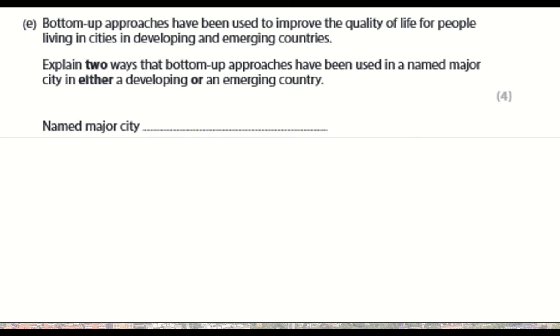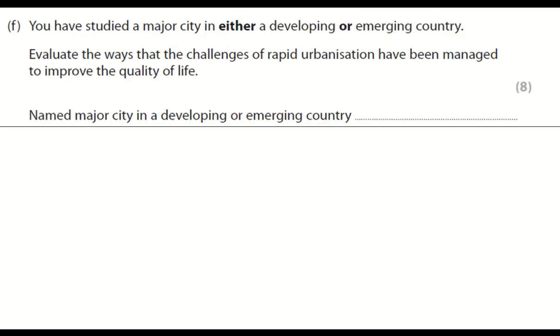Okay, you are now ready for the final question. Another 8 marker. I know I've been bombarding you, but the more practice you get, the better. So, you have studied a major city in either a developing or an emerging country, Mexico City. Evaluate the ways that the challenges of rapid urbanisation have been managed to improve the quality of life. So, Mexico City, 1 paragraph on maybe 1 management strategy, one sustainable management strategy that helps improve quality of life.